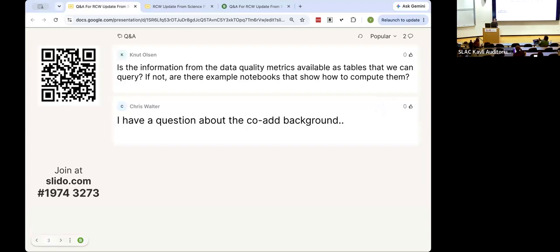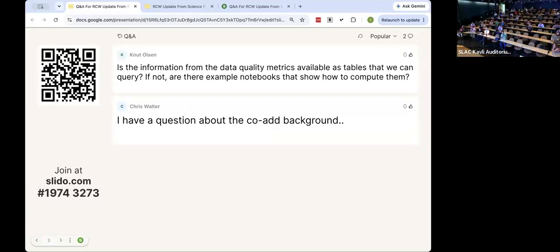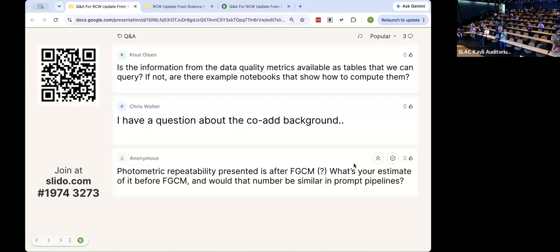Is Chris there to expand on his question about coadd backgrounds? Yeah, I didn't know if I was allowed to talk. Okay, sorry, I wanted to use sound waves and not type. All right, so really great talk. I had a hard time understanding when you were talking about the coadd backgrounds and the pretty coadds. So just generally, I don't understand.